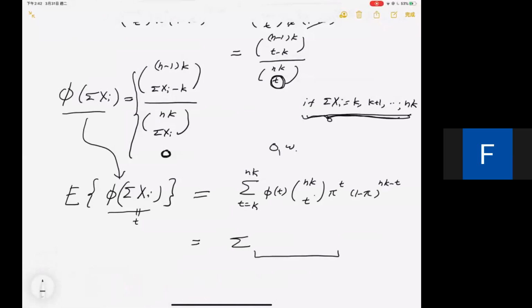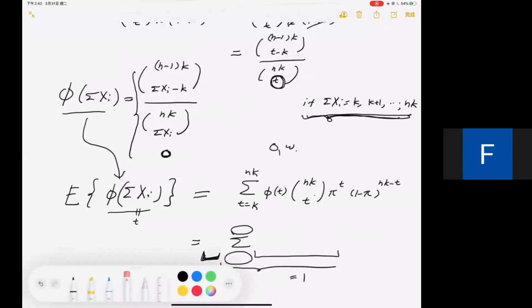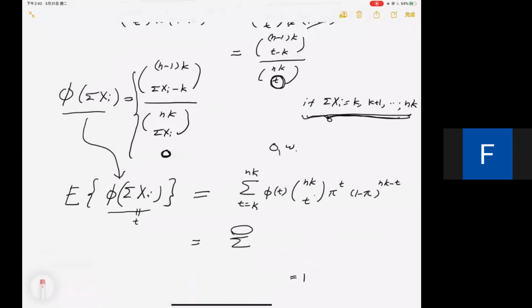If I do it, I would really try my best to create a new PDF inside. This domain right here is exactly the binomial domain. So by doing so, you can actually claim the whole thing is 1, because the PDF summation over the right domain is 1. Then this is the answer I'm looking for. Okay, good. That's our goal.